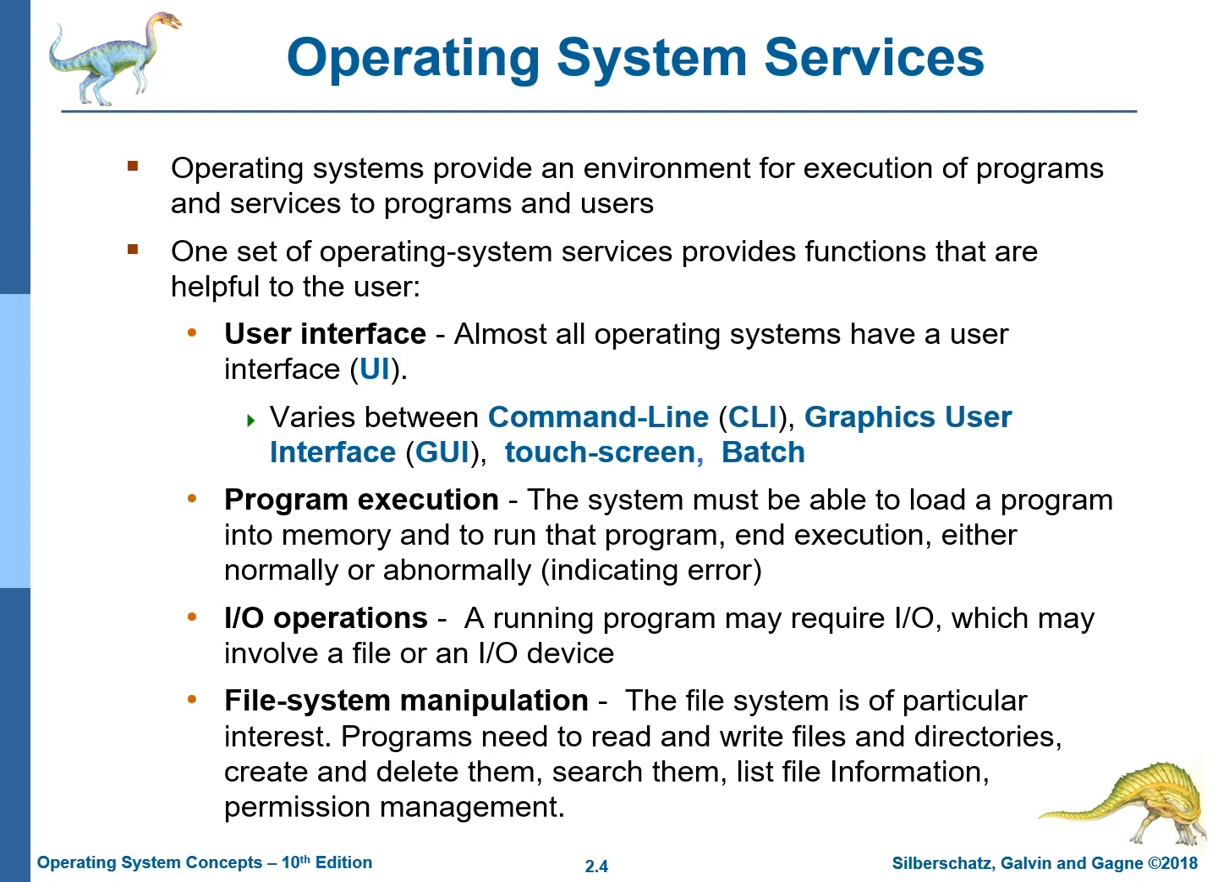Operating systems provide an environment for execution of programs and services to programs and users. One set of operating system services provides functions that are helpful to the user. User interface. Almost all operating systems have a user interface, and it varies between command line, graphical user interface, touch screen, batch. Program execution. The system must be able to load a program into memory and to run that program and end execution either normally or abnormally.